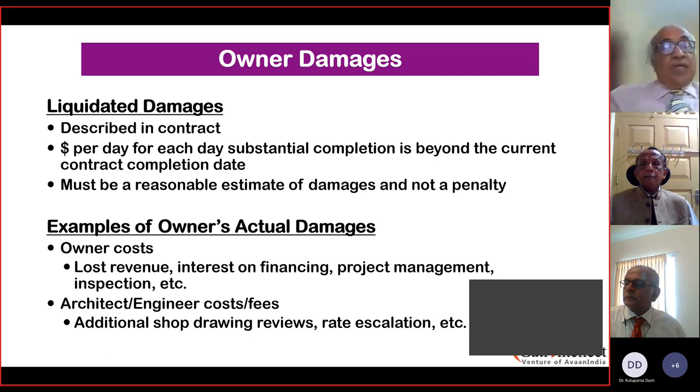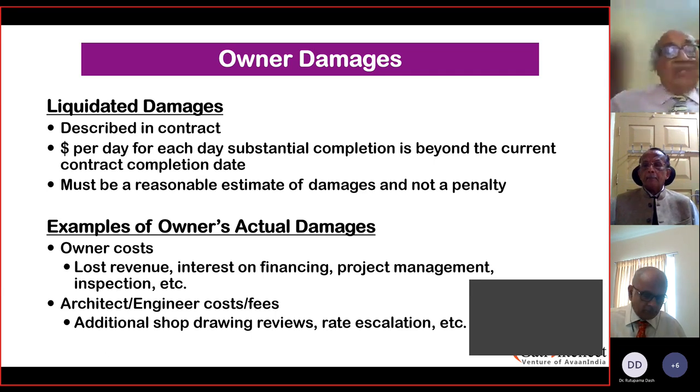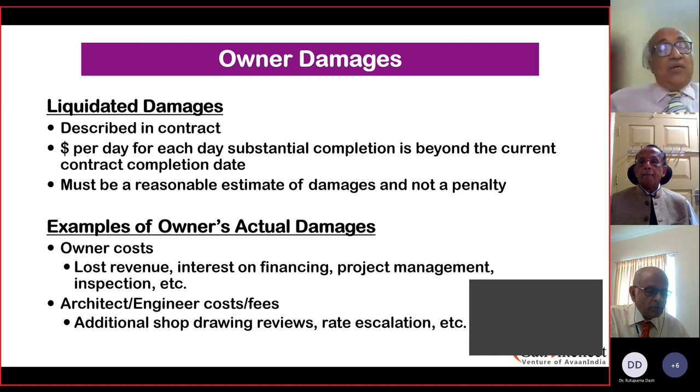As far as the owner's actual damages are concerned, while the liquidated damage is a measure, the owner actually loses a lot more. He may lose a lot more in terms of business volumes, and there could be a brand value loss because the products are not available on time, leading to customer dissatisfaction. So there are various things in terms of lost revenue and lost customer satisfaction.